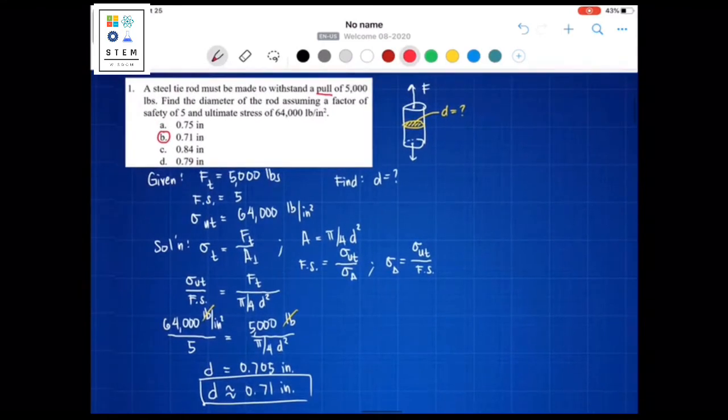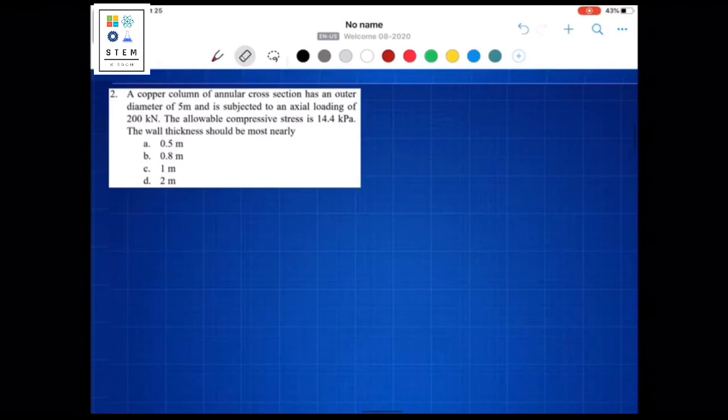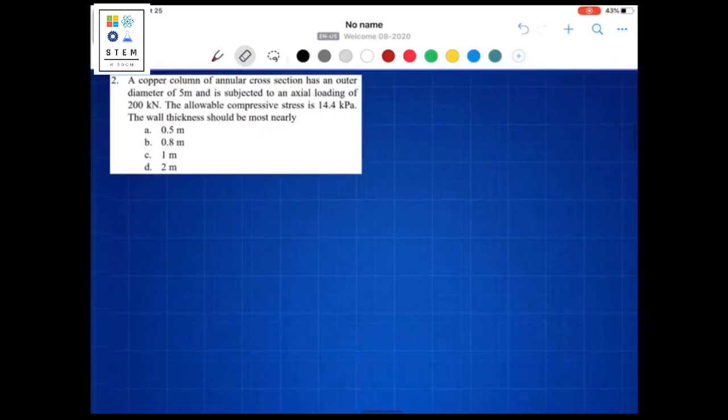Okay, so we have this example problem for tensile stress. Okay. We have this copper column of annular cross-section has an outer diameter of 5 meters and is subjected to an axial load of 200 kN. The allowable compressive stress is 14.4 kilopascal. The wall thickness should be most nearly to what value?